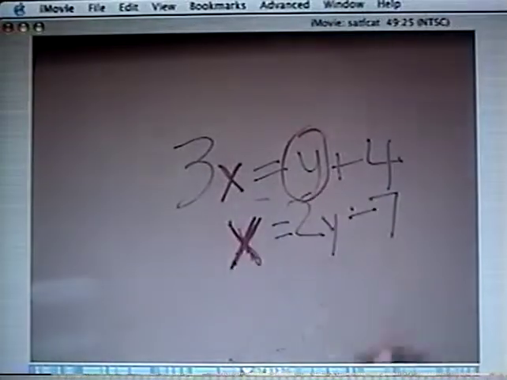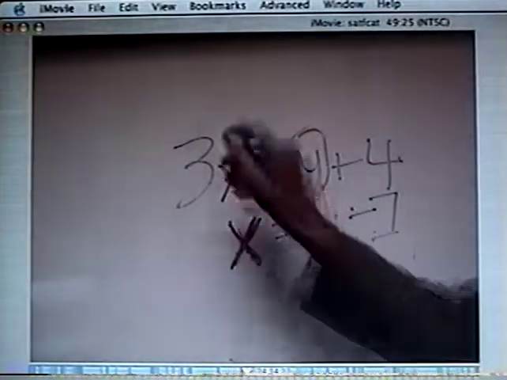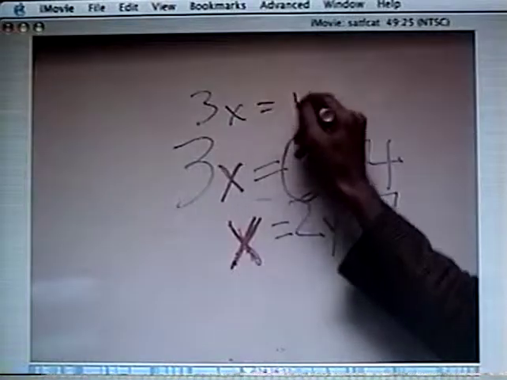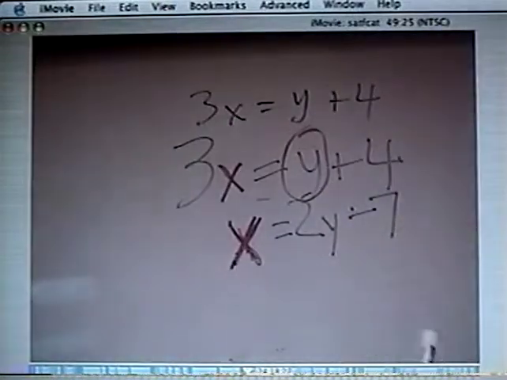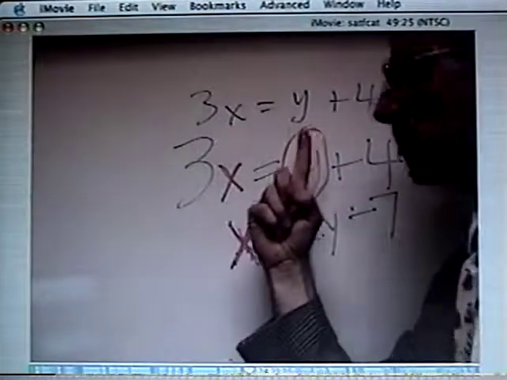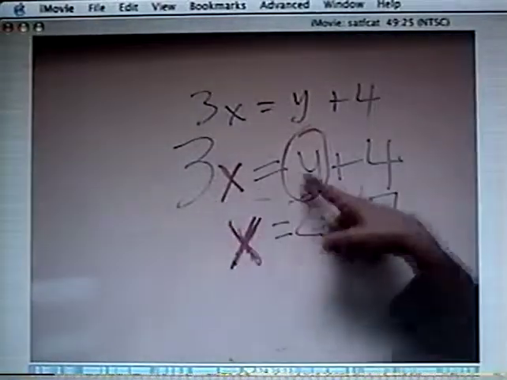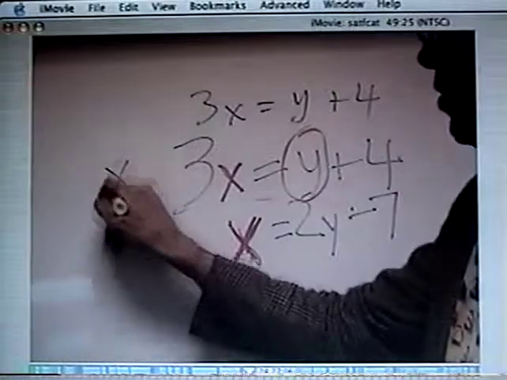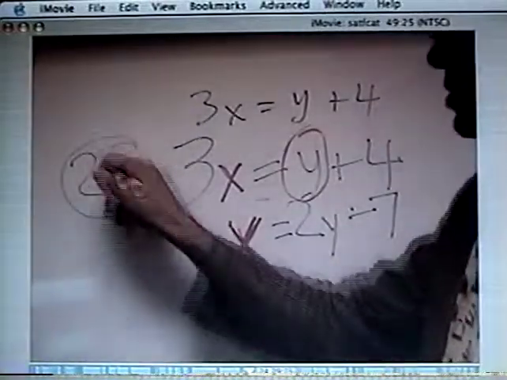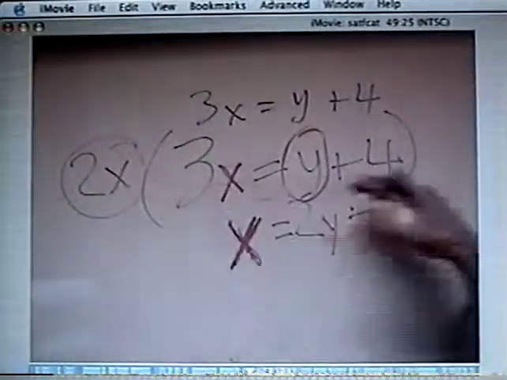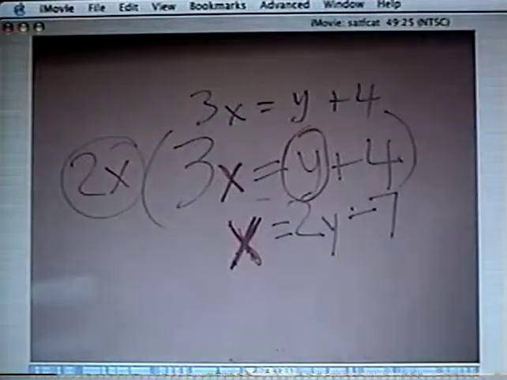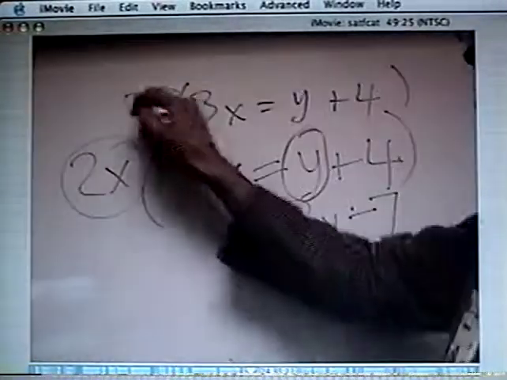I'm going to write this sentence one more time up here. 3x plus y equals y plus 4. Just so we remember it, right? Now, we're going to multiply the whole thing by 2. This whole thing. All the way through.